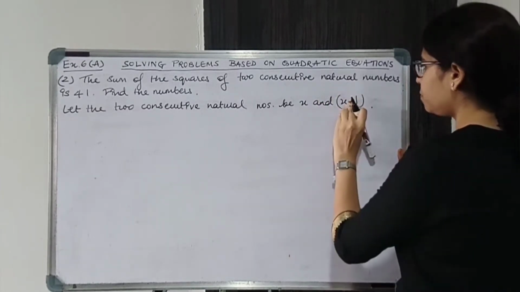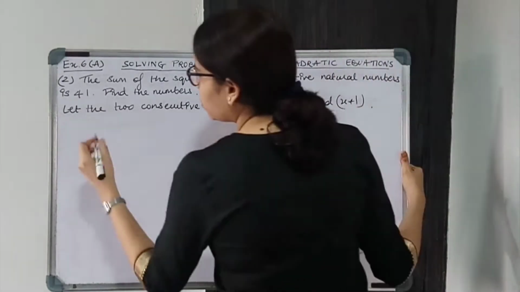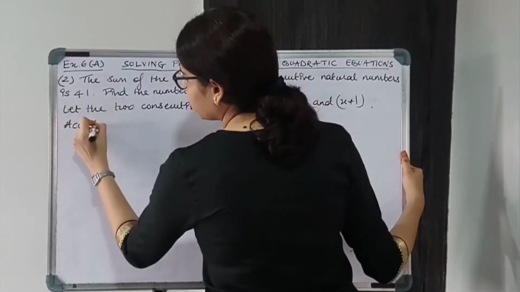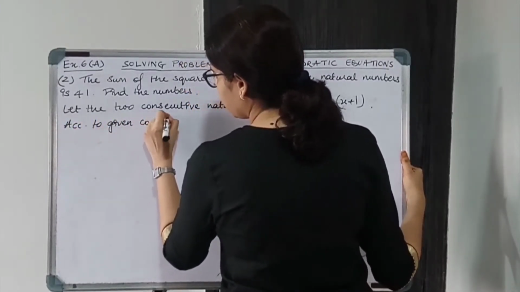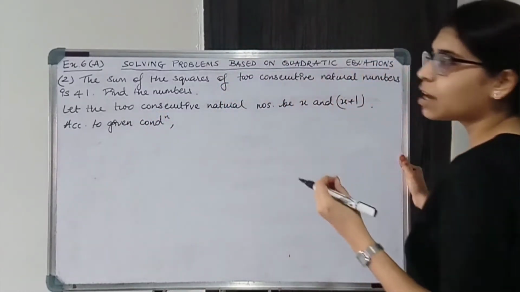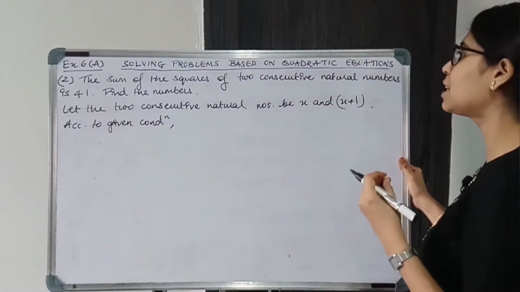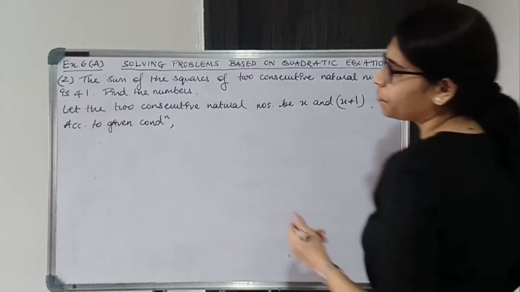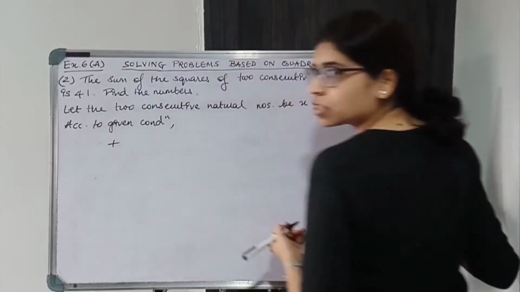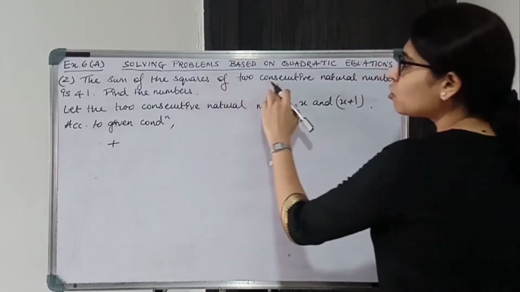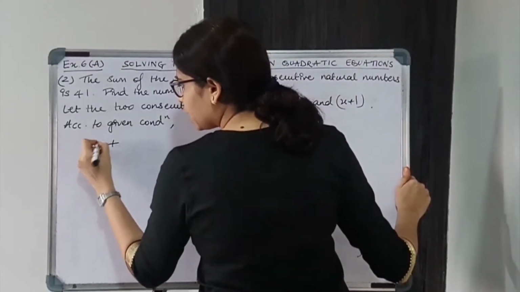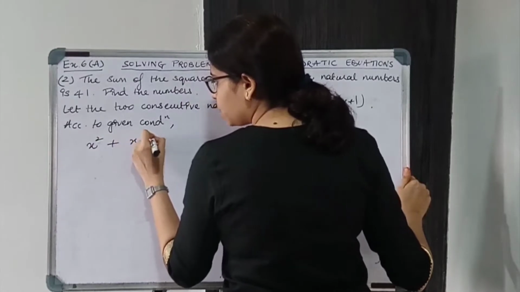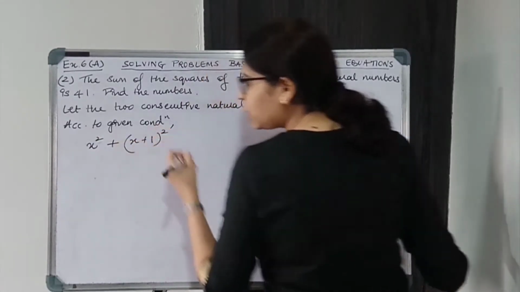Okay, now according to the given condition, don't use short forms, please write full words. According to the given condition, the sum of the squares of two consecutive natural numbers is 41. Sum means addition of the squares of the two numbers. So the squares of the two numbers will be x का square and x plus 1, the whole thing का square.